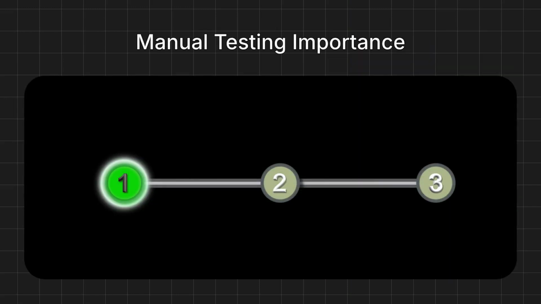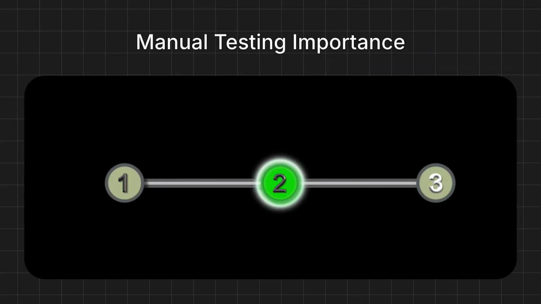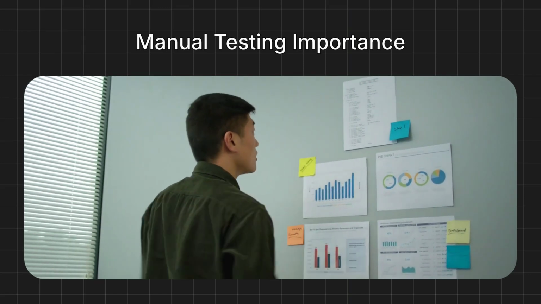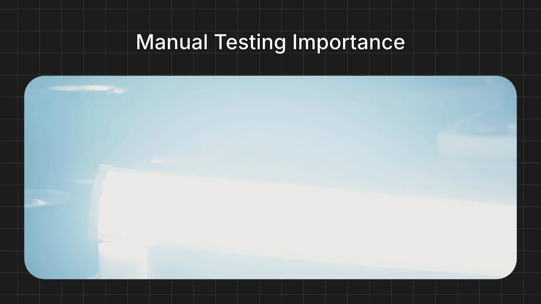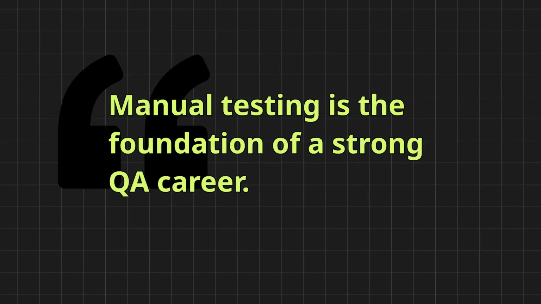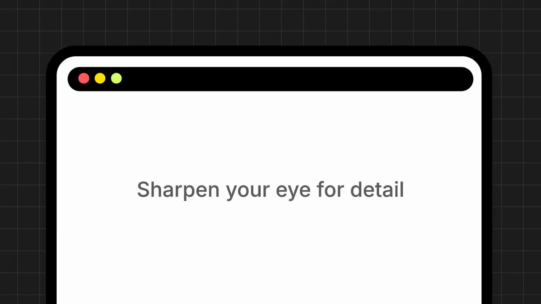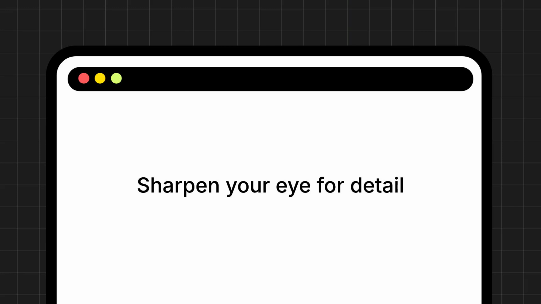This type of end-to-end functional flow requires deep domain knowledge, business rule validation, and attention to edge cases, all best handled initially through manual testing. Final thoughts. Manual testing is the foundation of a strong QA career. It builds your logic, domain knowledge, and sharpens your eye for detail before diving into automation.